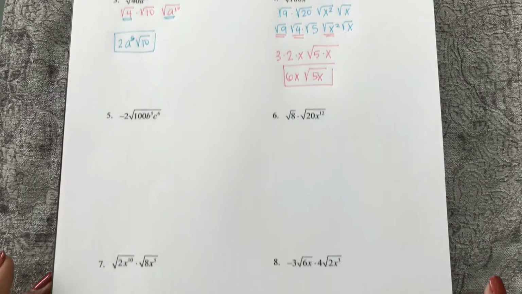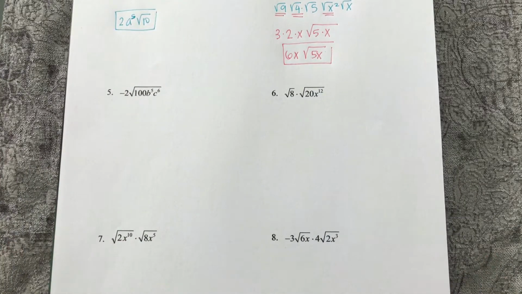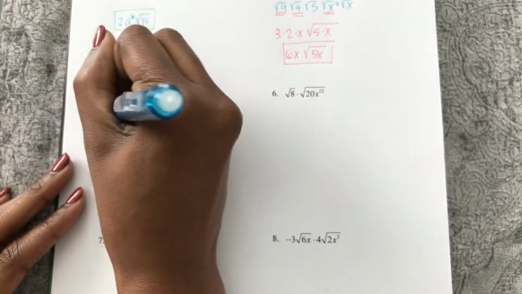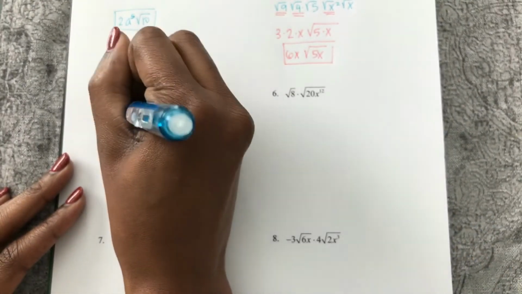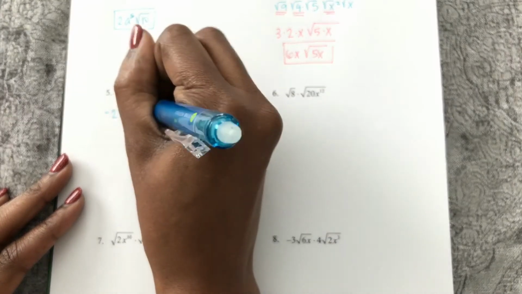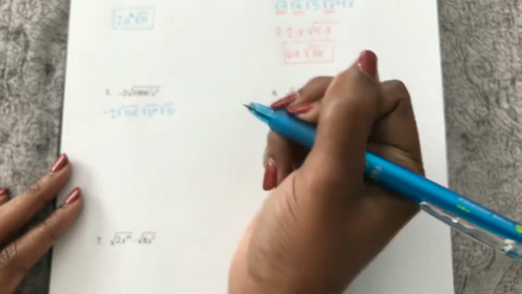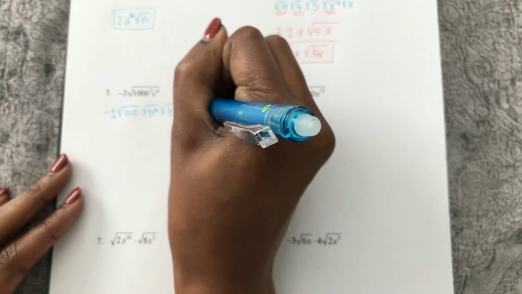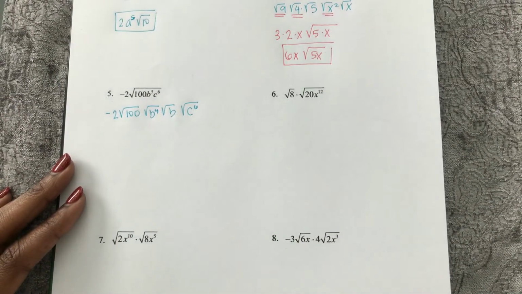So keeping it going down on number 5, I can break this down. So negative 2 stays out in front. Square root of 100 is already a perfect square. This is an odd power. So I'm going to make it b to the 4th times b. And c to the 6th is even, so that works out.